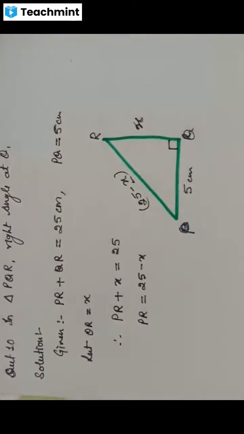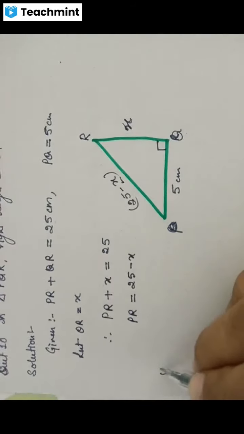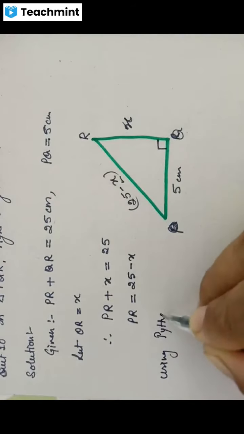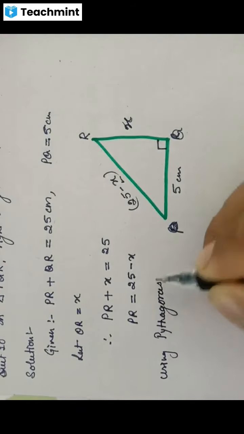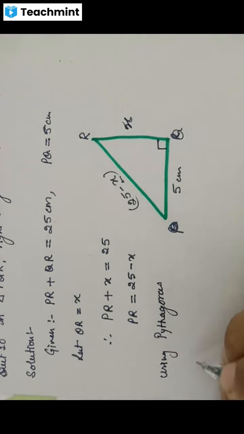Now all three sides we are having. So what do we have to use now? What formula? Are you able to listen to my voice? Pythagoras theorem, very good. We can write perpendicular whole square plus base whole square is equal to hypotenuse square.